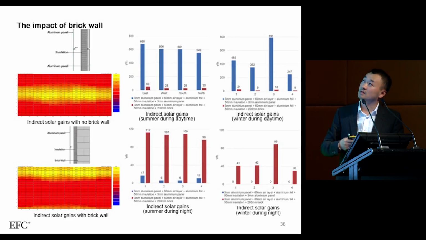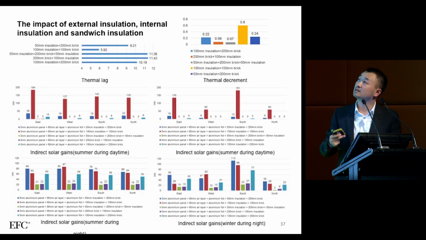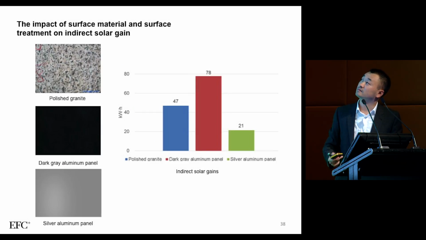And for the brick wall, this has some impact on the indirect solar gain. But indirect solar gain is a very, very minor part of the energy transmission. And also, when we choose different materials, like polished granite, dark gray aluminum panel, or silver aluminum panel, it will cause different indirect solar gain for the building. The difference actually is quite high here.